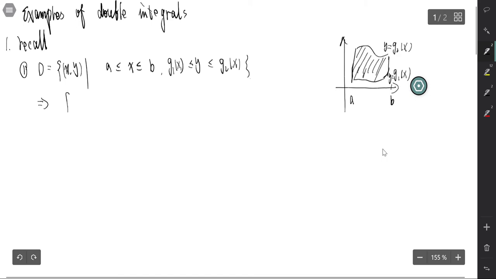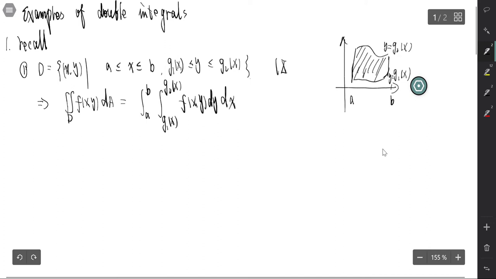Then the double integral of f(x,y) dA, by iterated integration, x is from a to b, and we integrate y first. The lower limit for y is g1(x), the upper limit is g2(x), then f(x,y) dy. We integrate y first. We call this region x type, that is, x is bounded by constants and y is bounded by two curves.